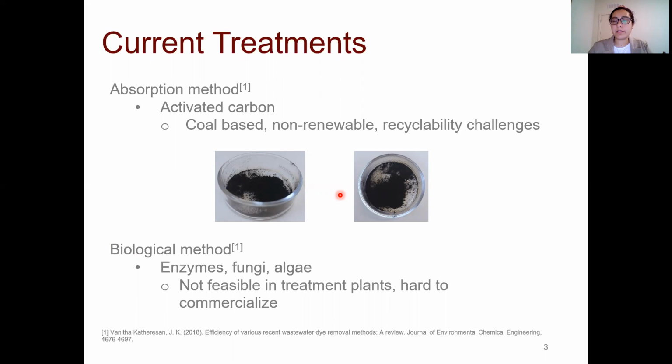Also, biological methods are being investigated, which use either enzymes, fungi, or algae. This is not really feasible in treatment plants, making it hard to commercialize.